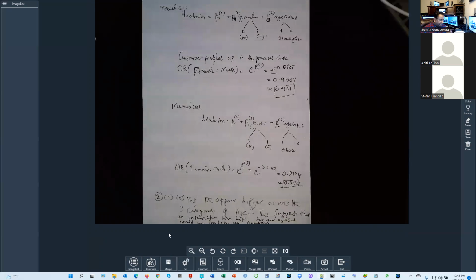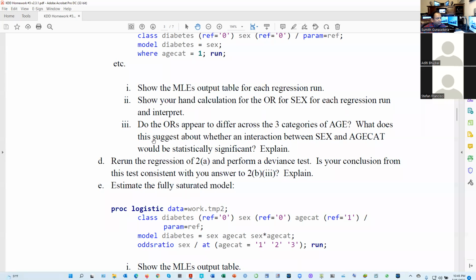Okay, let's go to D and then I'm going to come there. So this one is explained. Rerun the regression of 2A and perform the deviance test. Is your conclusion from this test consistent with your answer to 2B3? See this one, consistent. So let's do the deviance test for 2B.